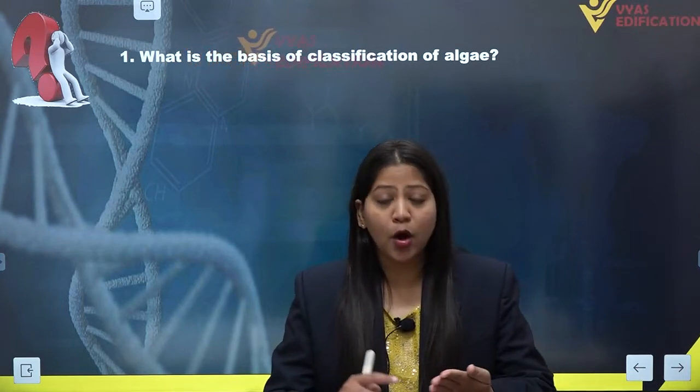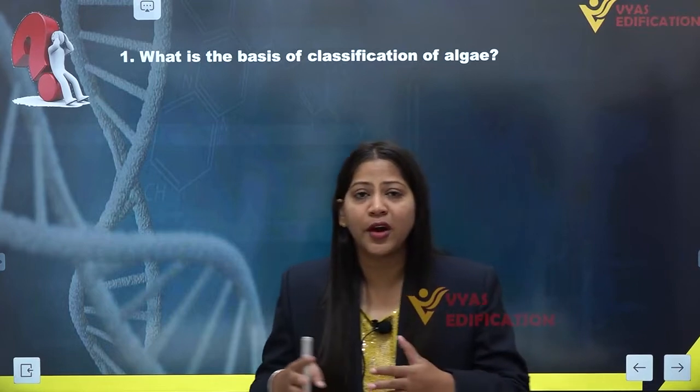If we talk about the very first class, that is Chlorophyceae, the group of green algae, all the plants included in Chlorophyceae have chlorophyll A as well as chlorophyll B pigment. Then if we talk about the Phaeophyceae, that means brown algae, they have chlorophyll A and chlorophyll C as well as fucoxanthin. Now the last one, Rhodophyceae, has chlorophyll A, chlorophyll D and phycoerythrin.